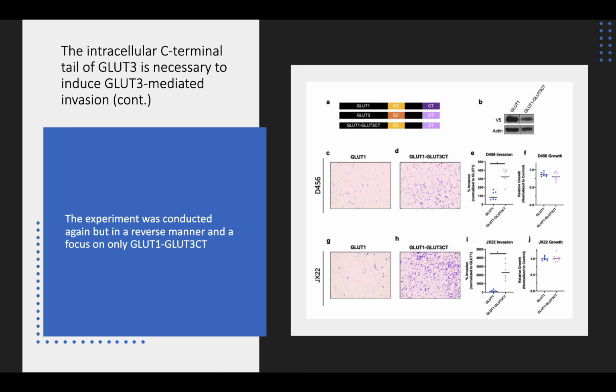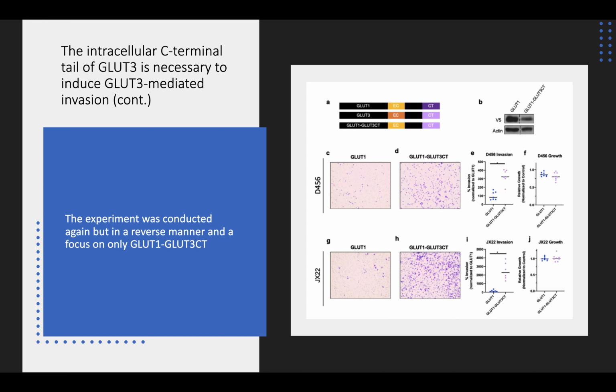So in the next one, this is figure 4. Again, the title of this corresponds with the title of the figure in the paper. So the title is called "The Intracellular C-Terminal Tail of GLUT3 is Necessary to Induce GLUT3 mediated invasion."